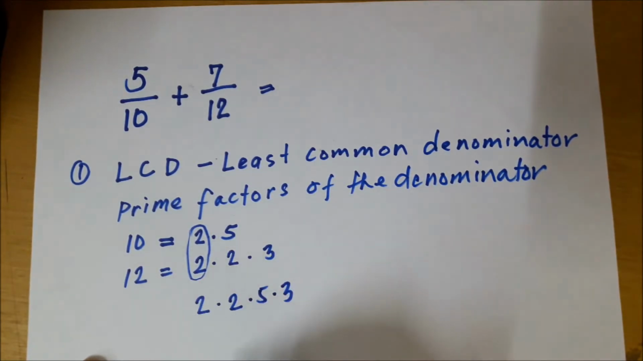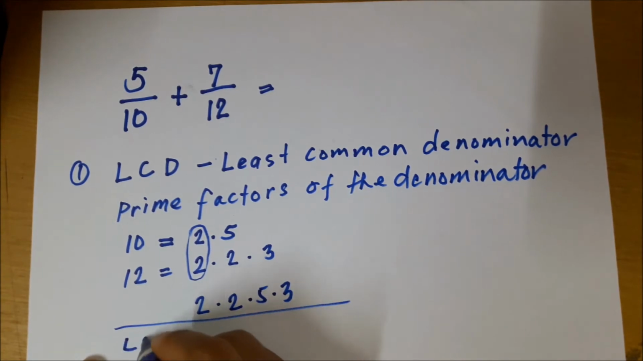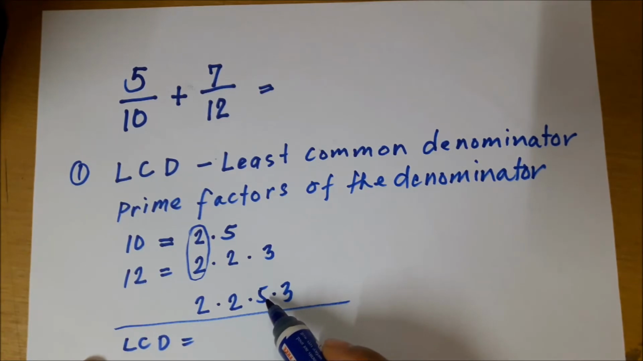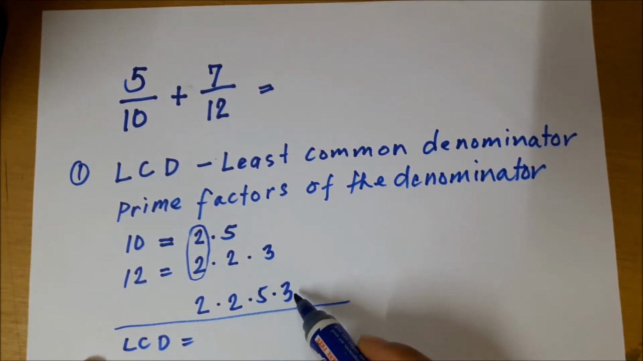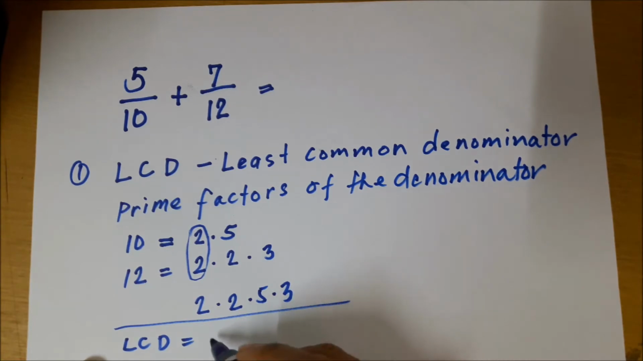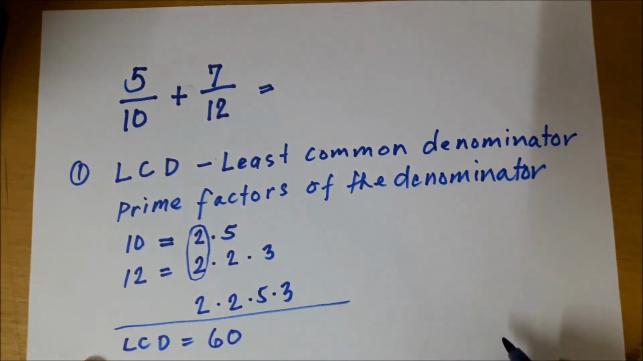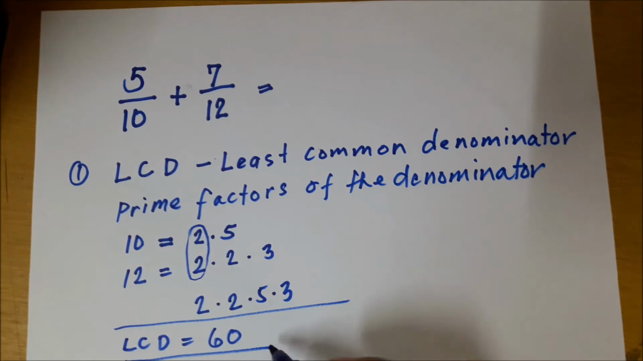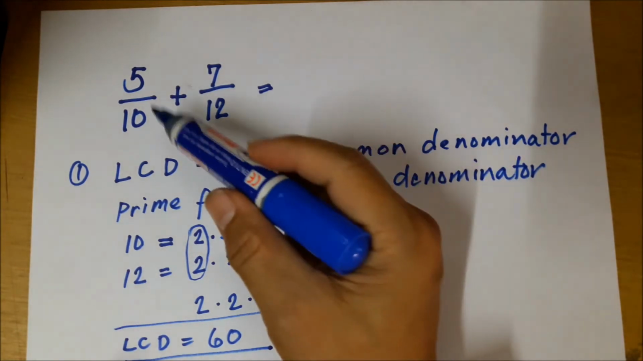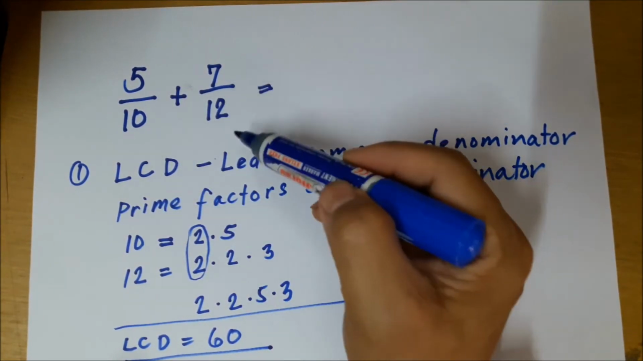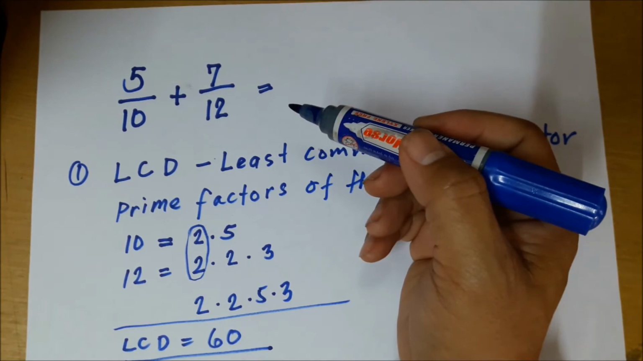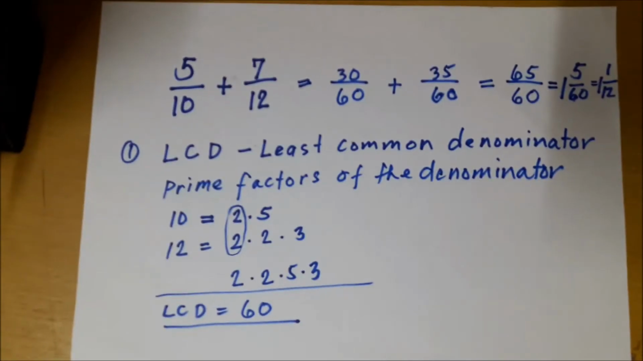So the LCD now is equal to 2 times 2, 4, times 5, 20, times 3 is 60. Therefore, the LCD of 10 and 12 is 60. Now we can already use 60 as the common denominator for the fractions 5 over 10 plus 7 over 12, so that we will be able to add them together.